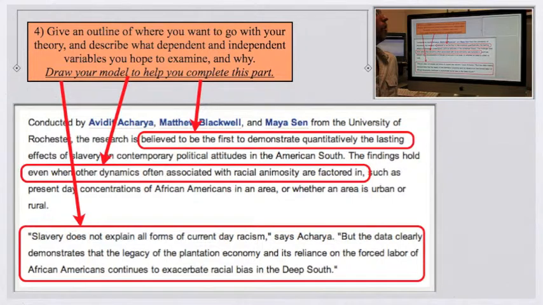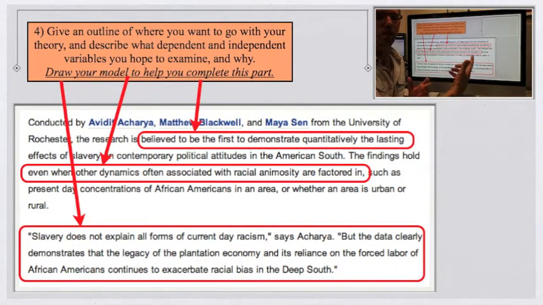Give an outline of where you want to go with your theory and describe what dependent and independent variables you hope to examine and why. Okay, so it is believed to be the first to demonstrate quantitatively. So this is the quantitative analysis that this person's looking at, which is very unusual to find. I talked about econometrics, which is often seen as a way to skew things by doing this reductionist idea of taking qualitative emotions and interpretations out and just going straight on the numbers.